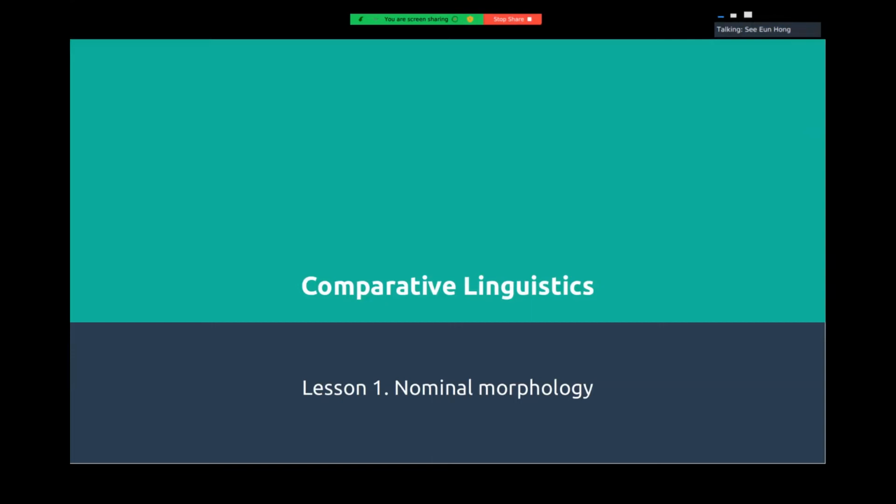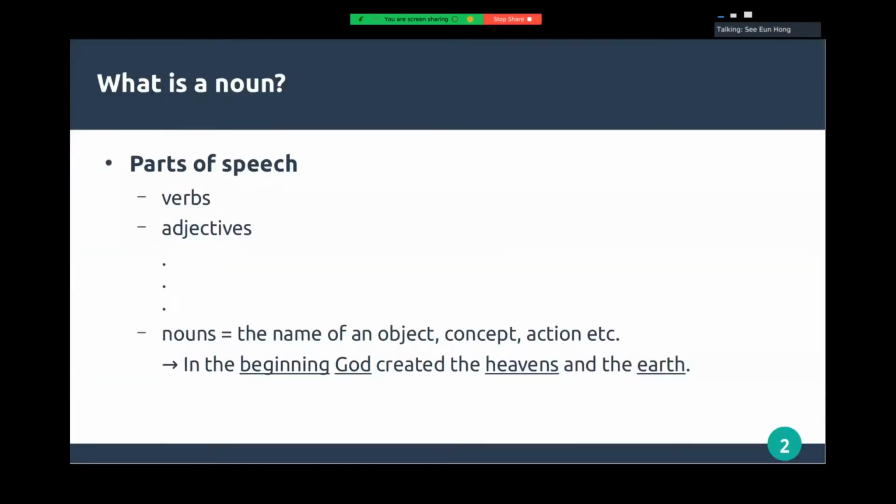Today in this lesson, we're going to look at how nouns behave and how they are categorized in different languages. So what is a noun? Well, a word can be categorized into different parts of speech, and they tell us about the role of the word in a sentence. And a noun is the name of an object, or of a concept, of an action, etc.